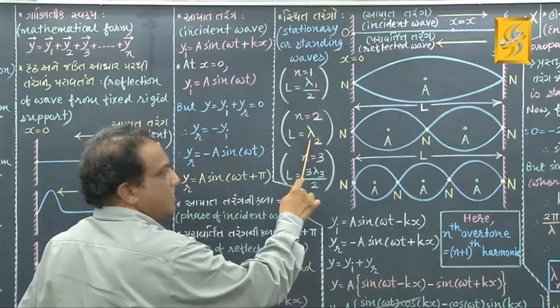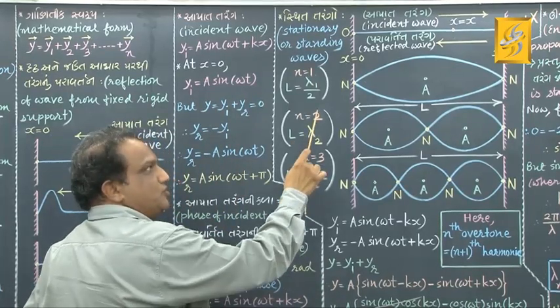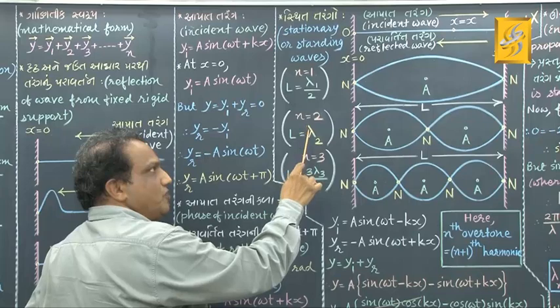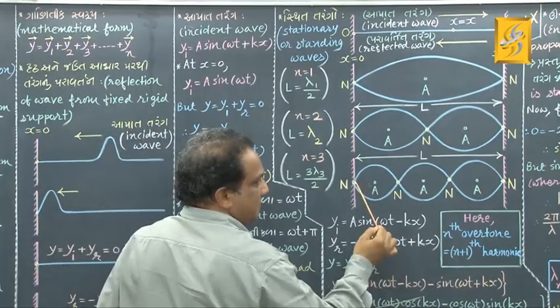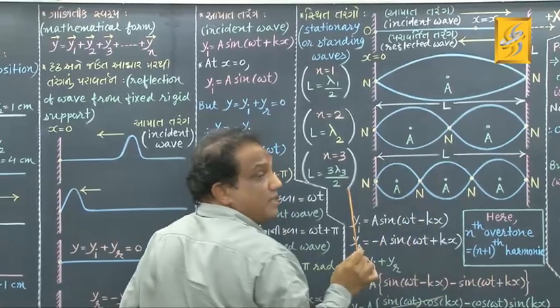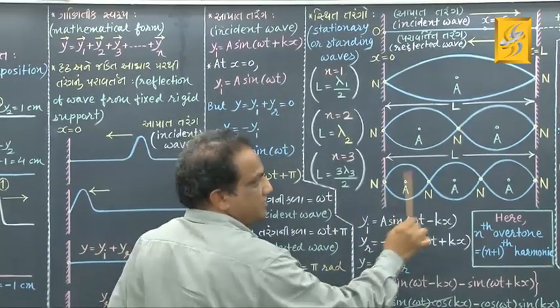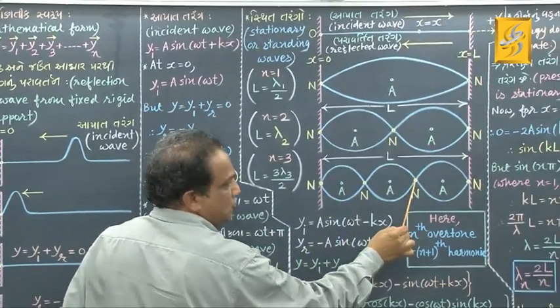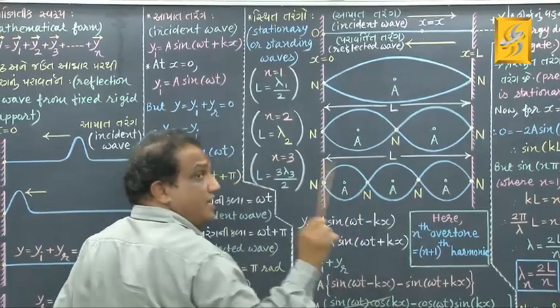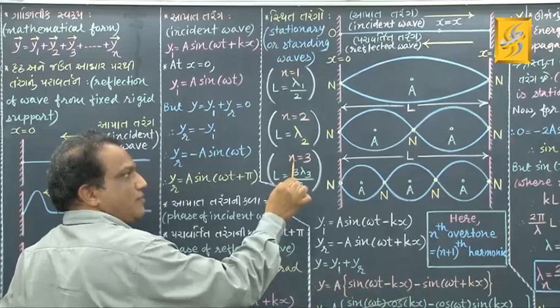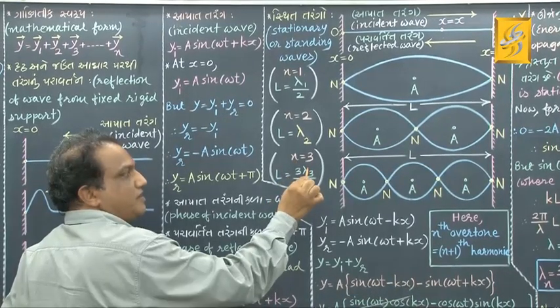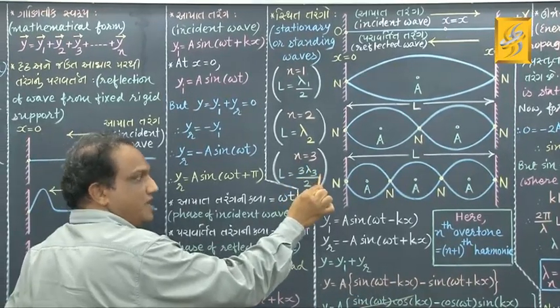L equals lambda. But this is the wavelength corresponding to the second harmonic. So I am putting the symbol lambda 2. Fine. Come on here. One crest means lambda by 2. And such three parts are there: 1, 2 and 3. So 3 into lambda by 2. But because we are talking about the third harmonic, this wavelength should be represented by the symbol lambda 3.